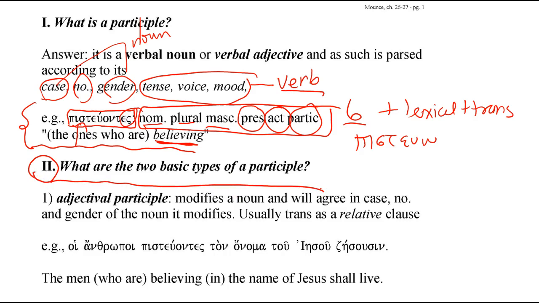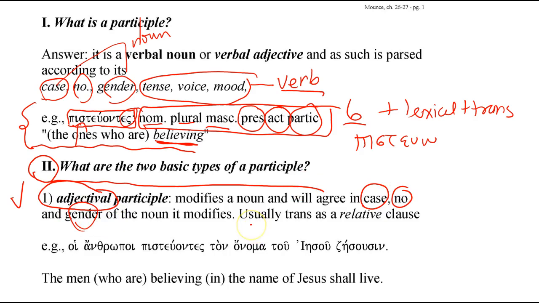What are the 2 basic types of participles? There is what we call an adjectival participle, and the second one is adverbial. But let's go over the adjectival participle first. As the name indicates, an adjectival participle is a participle that modifies the noun, or basically it functions like an adjective. And when it modifies a noun, it acts adjectively. It'll agree with the noun it modifies in case, number, and gender.